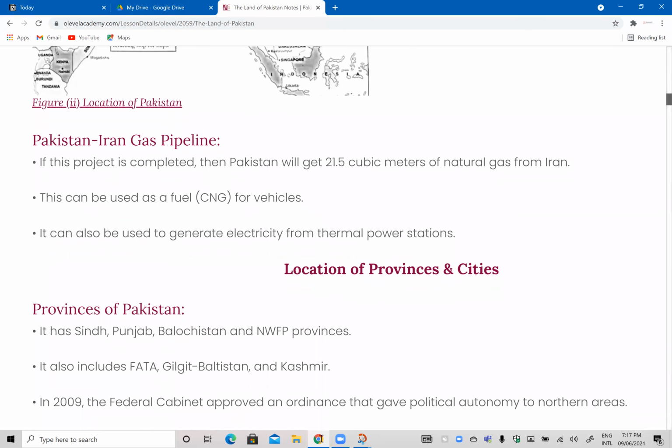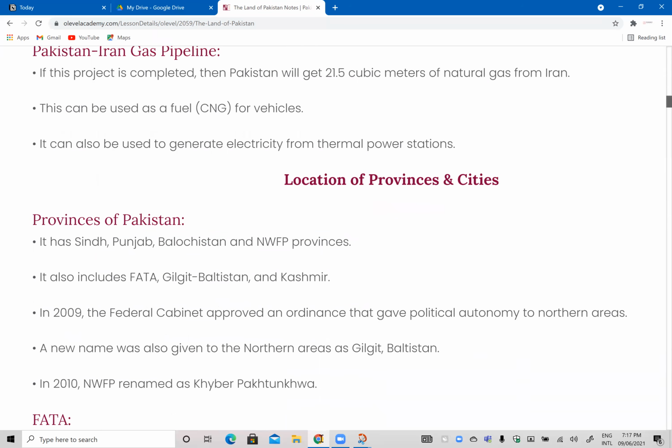Now, this is an example of the Pakistan gas pipeline project. If this project is completed, Pakistan will get 21.5 cubic meters of natural gas from Iran. This can be used as fuel, CNG for vehicles. It can also be used to generate electricity in thermal power stations. This is the importance of the Pakistan-Iran gas pipeline project.